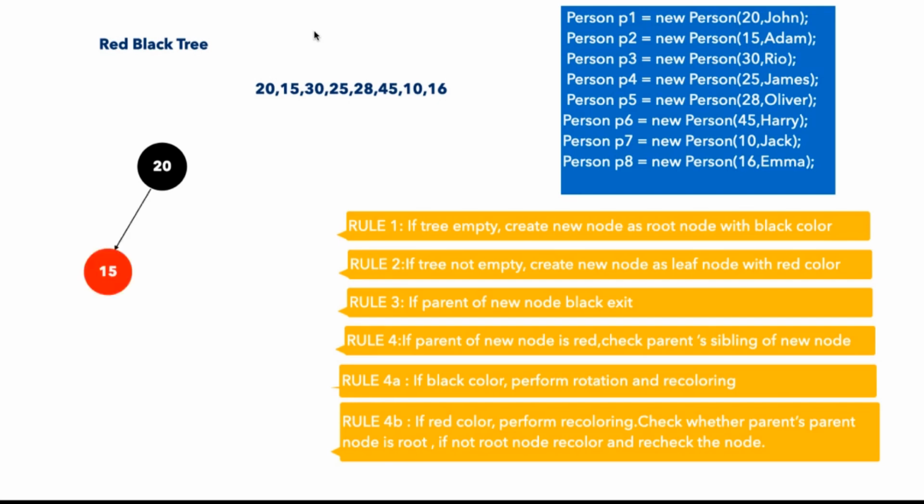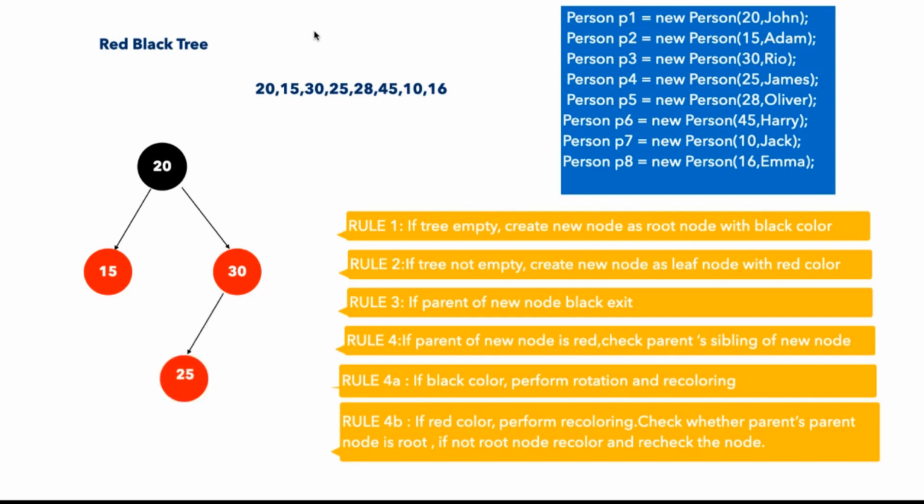The next element is 30. As 30 is greater than 20, it will become the right child for root 20 and it also satisfies the rule 2. If tree not empty, create a new node as leaf node with red color. Step 4. The next element is 25. 25 is smaller than 30, so it will become the left child for node 30.